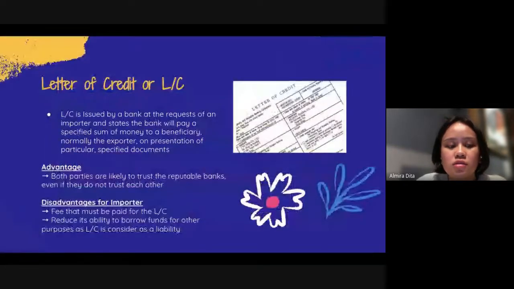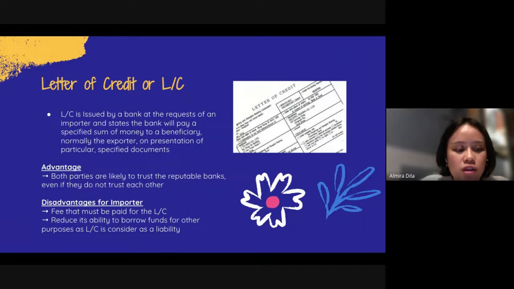Now, the first transaction that they can use is the letter of credit, or LC. An LC is issued by a bank at the request of an importer and states the bank will pay a specified sum of money to a beneficiary, normally the exporter, on presentation of a particular specified document. The great advantage of this system is that both the importer and the exporter are likely to trust the reputable bank, even if they do not trust each other. And once the exporter has seen a letter of credit, it knows that it is guaranteed payment and will ship the merchandise. Also, an exporter may find that having a letter of credit will facilitate obtaining pre-export financing.